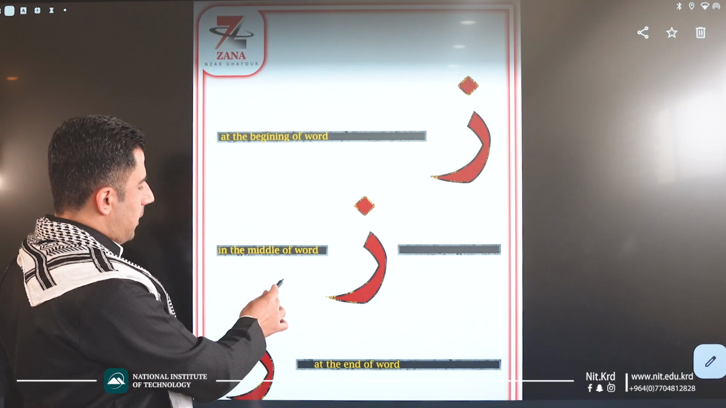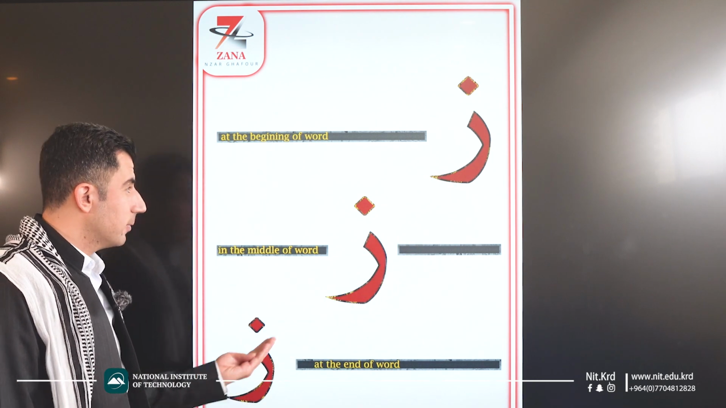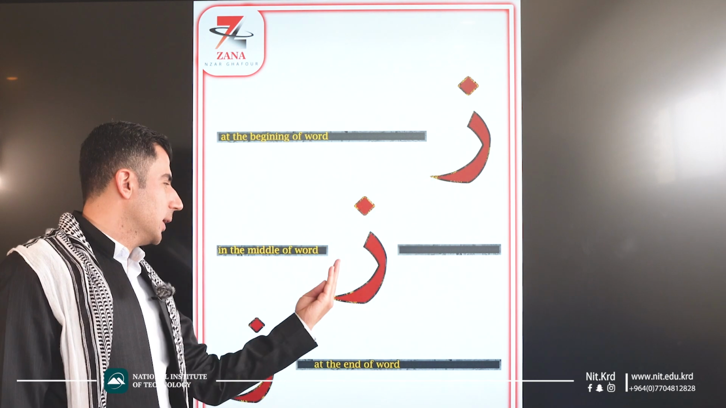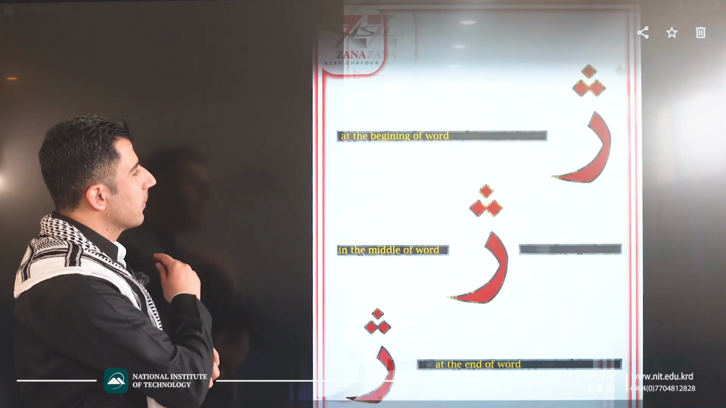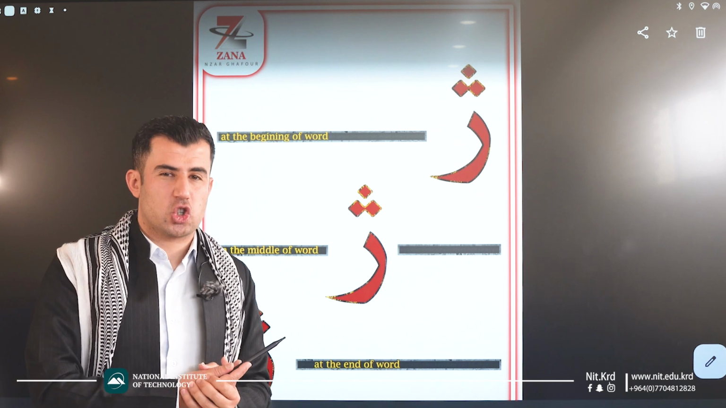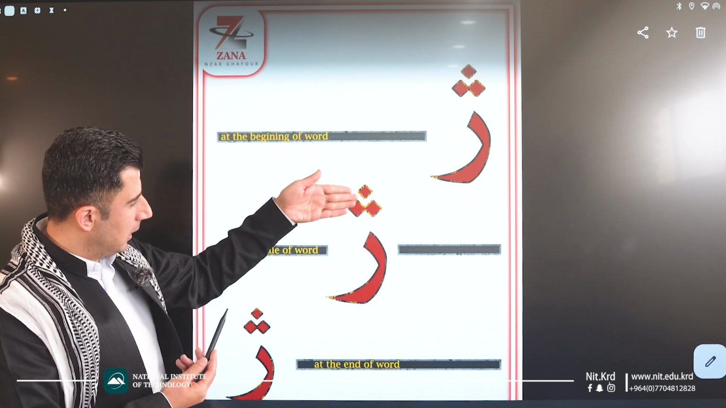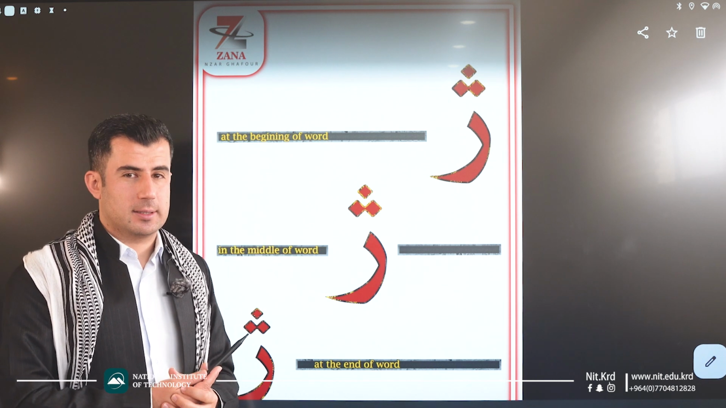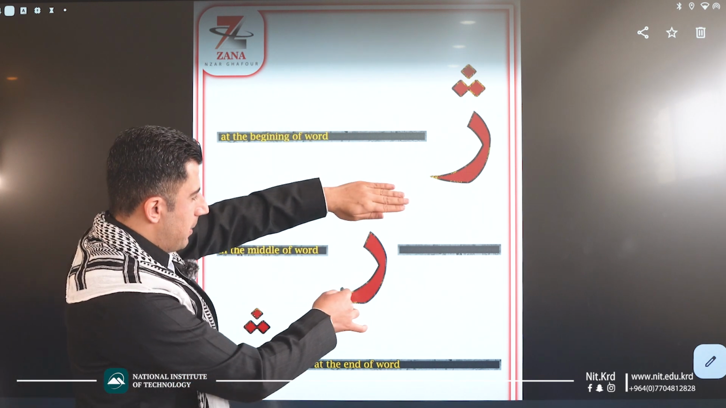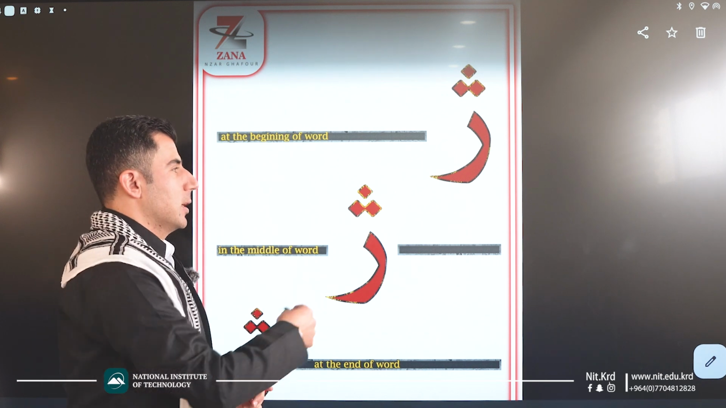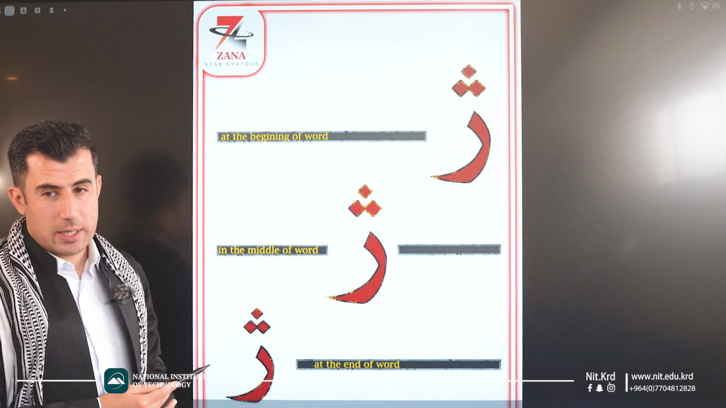Good. After re, we have z. Z is also the same at the beginning, in the middle, and at the end. All are the same. After that, we have j. It's like z and re with 3 dots above the letter R. This one is an R, but it becomes J right now. J at the beginning, in the middle, and at the end is the same.